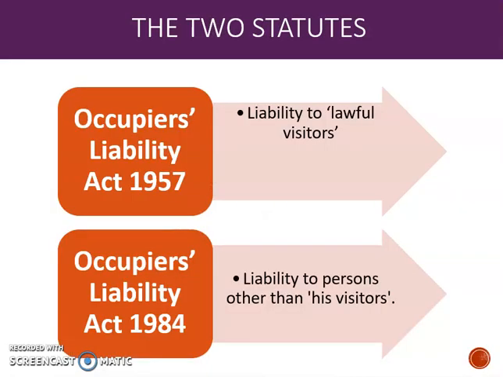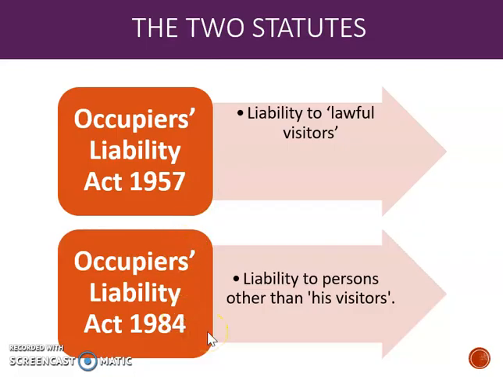Today we're going to be looking at the Occupiers Liability Act 1984. Just to remind you that there are two statutes which govern the law on occupiers liability, the 57 Act, which relates to lawful visitors, and the 1984 Act, which relates to persons other than the occupier's visitors, i.e. trespassers.